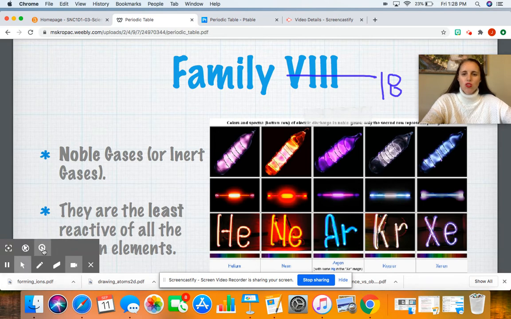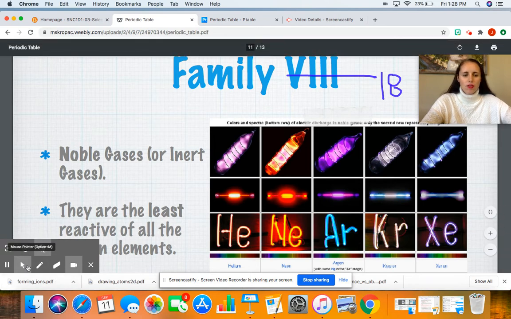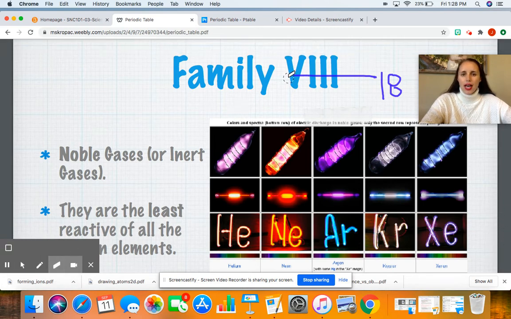So we're going to remind you of what that means when we do Bohr-Rutherford diagrams next. But the fact that they have a full valence shell means that they're not very reactive and they tend to not form chemical compounds. We're going to look at when they do form chemical compounds in grade 12 chemistry.